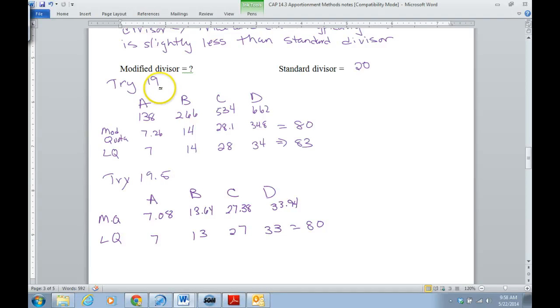So I tried 19. 19 didn't work, so I went to the next half number.